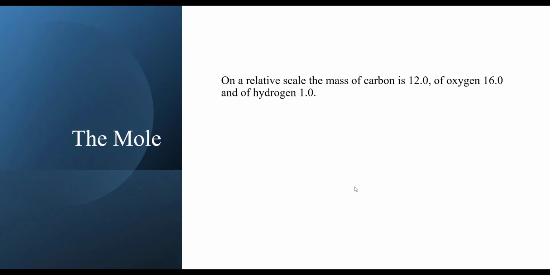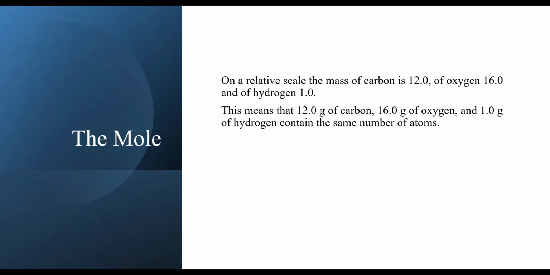All right, just to reiterate to make sure we're really clear. Since we know on a relative scale that carbon weighs 12, oxygen 16, hydrogen 1, if I have 12 grams of carbon, 16 of oxygen, and 1 of hydrogen, they all have the same number of particles, and that number is 6.02 times 10 to the 23rd.